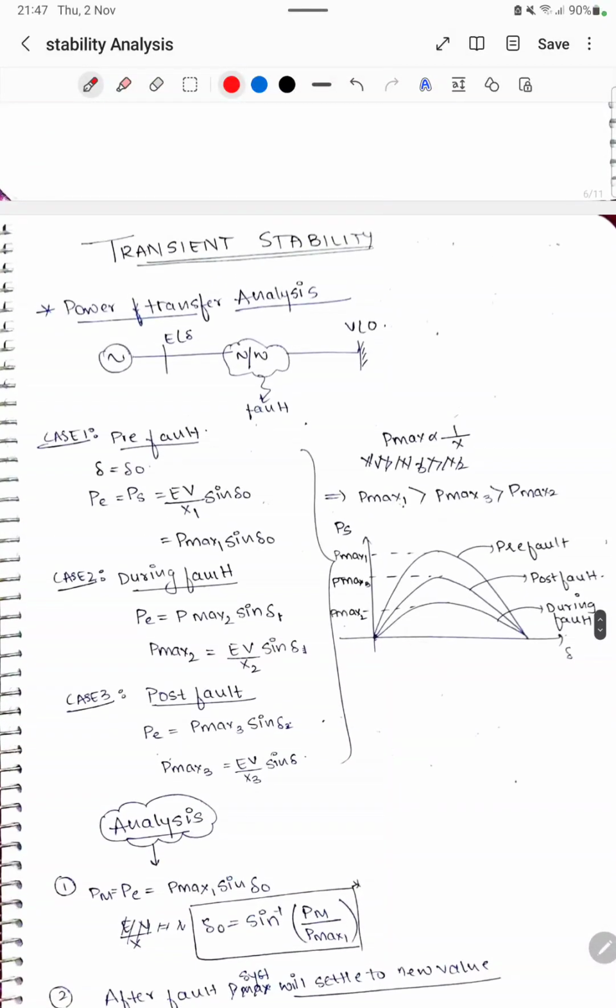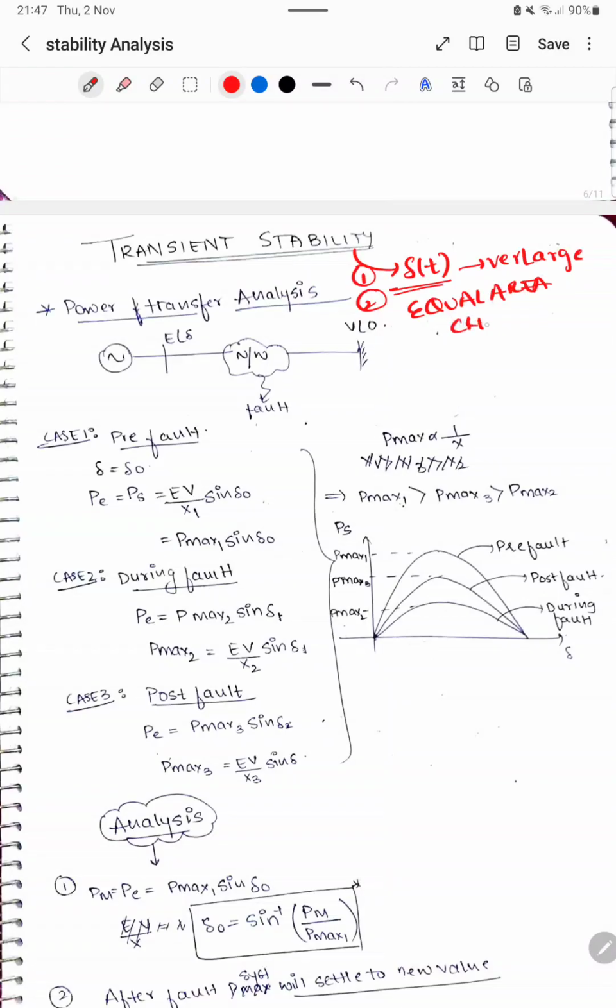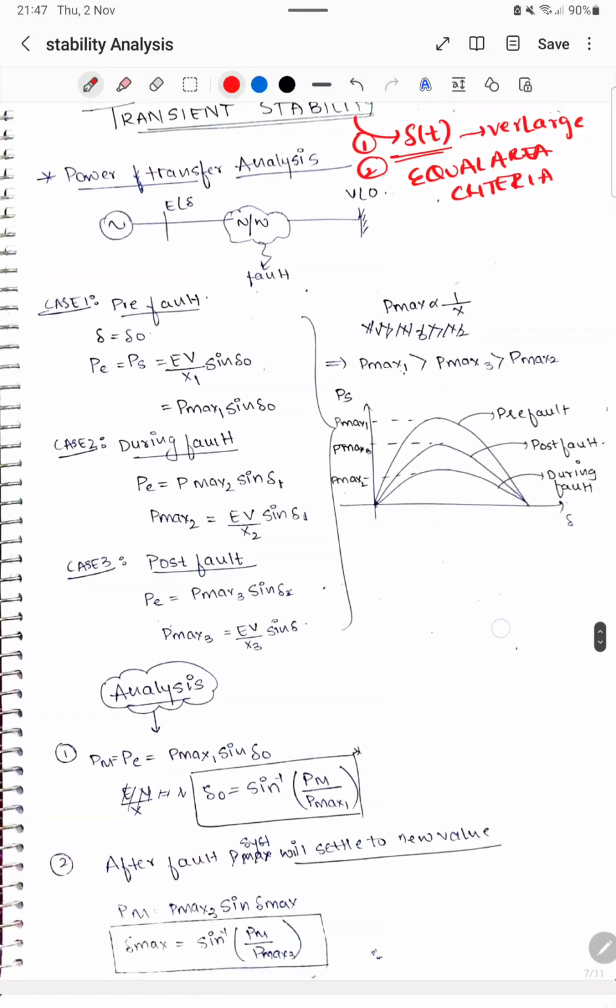Okay, so let's get started with transient stability. In the previous lecture, we have already seen the intro of it: whenever the disturbance in delta t is very large, at that point in time we talk about transient stability. And we have also seen that in transient stability we talk about the equal area criteria. Today we will talk about the equal area criteria in detail.